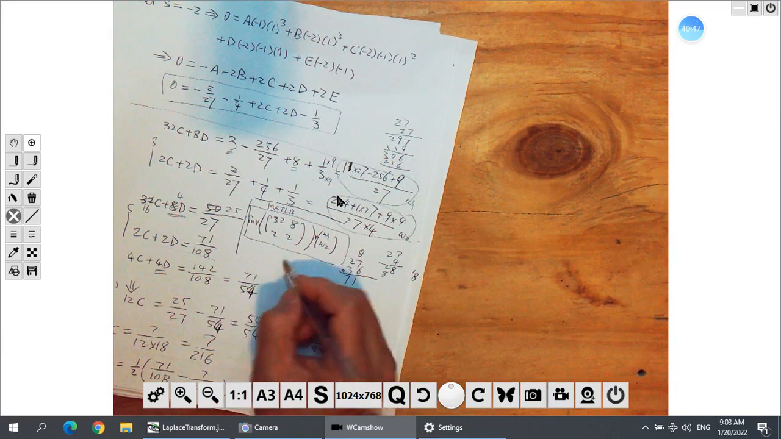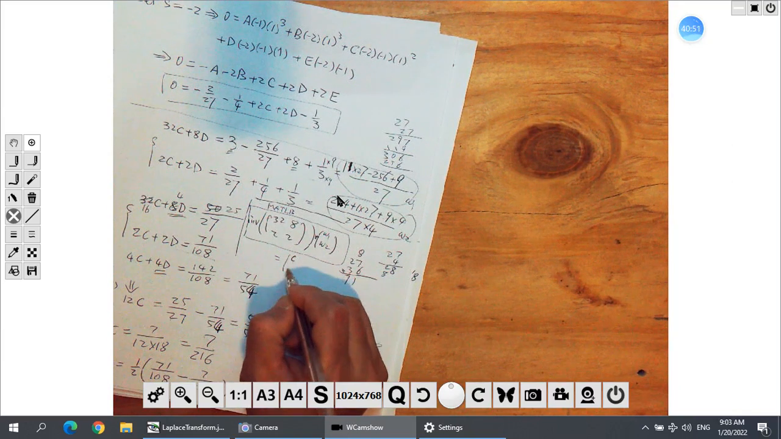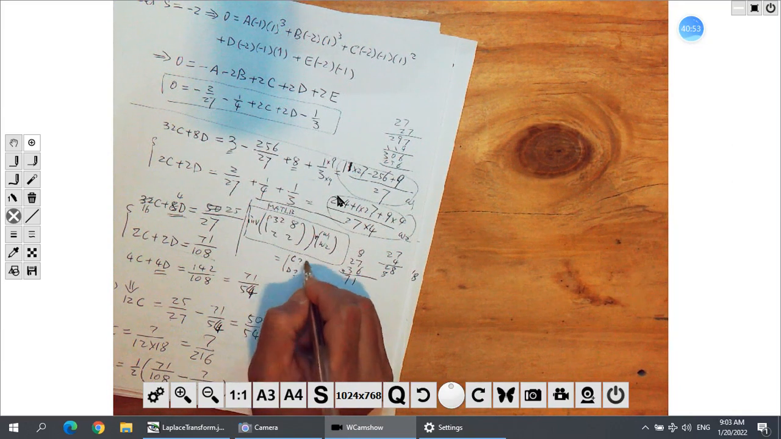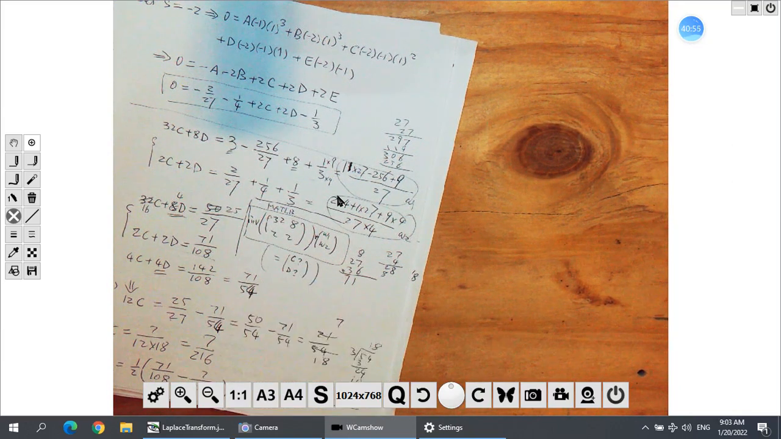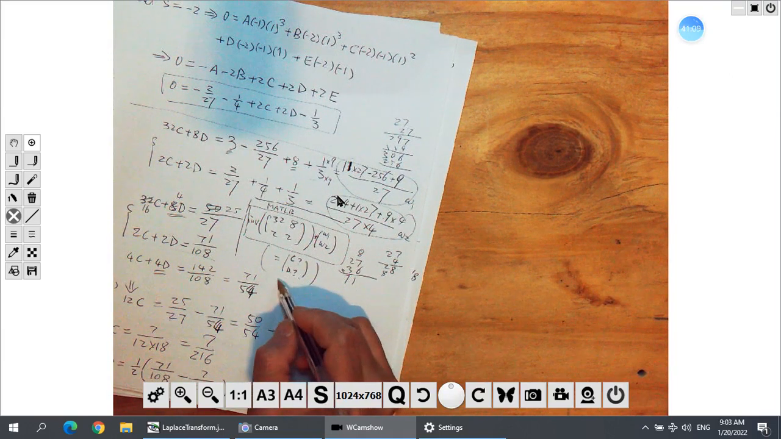You can find C and D. You will get the answer as a vector. This is C, this is D, some values. You can run this. But if you have these in homework, you can use MATLAB like this to get this one. But in the exam, you have to calculate by hand.